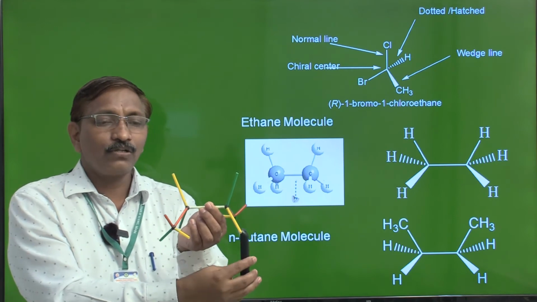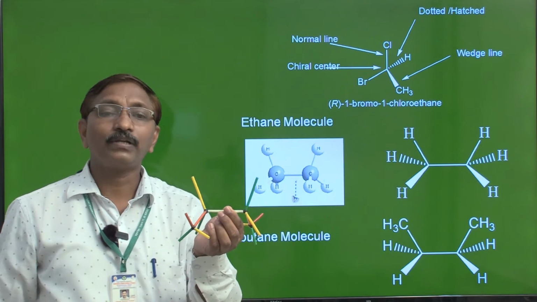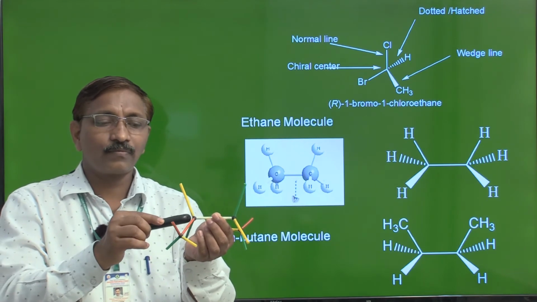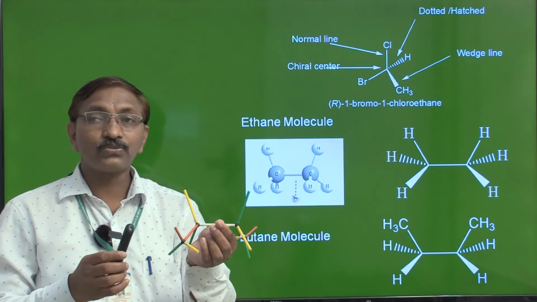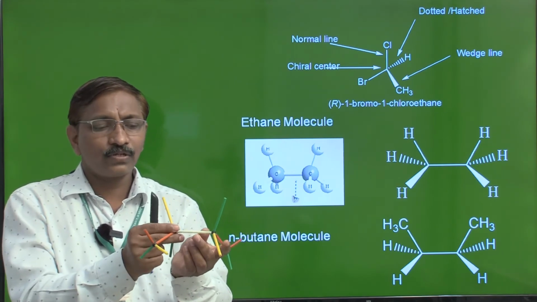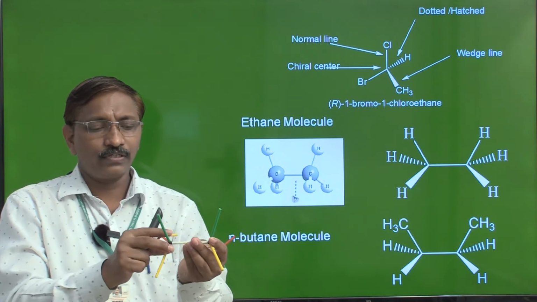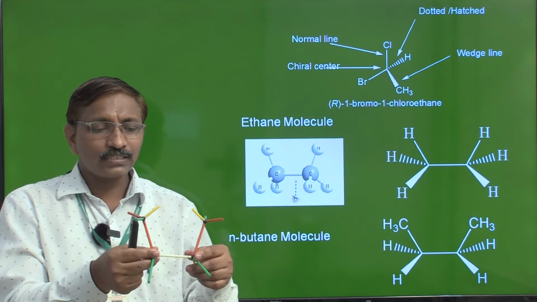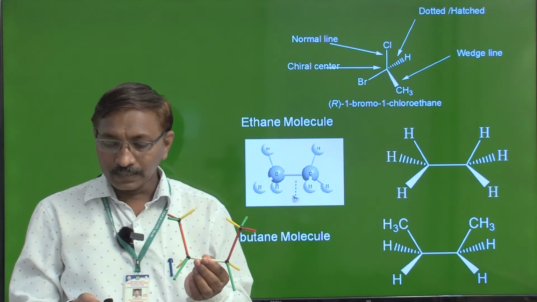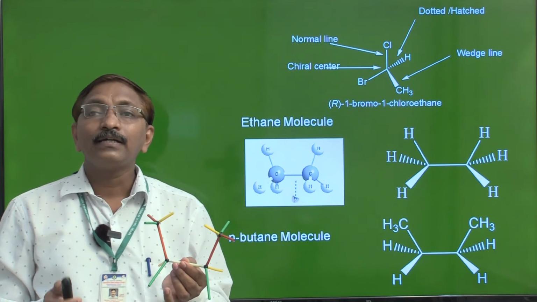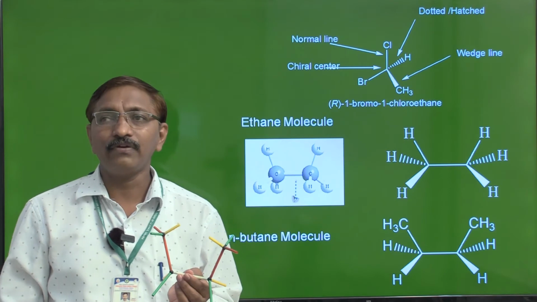While one methyl group is going away from the observer, it is represented by a dotted line, and one hydrogen atom of this carbon number 2 is represented by a dotted line. In this way, as there is free rotation across the carbon-carbon bond, we can rotate the molecule in different ways. When we represent the molecule by the dotted line wedge formula, it can be represented by normal line, wedge line and thick line. So it is called the dotted line wedge formula.